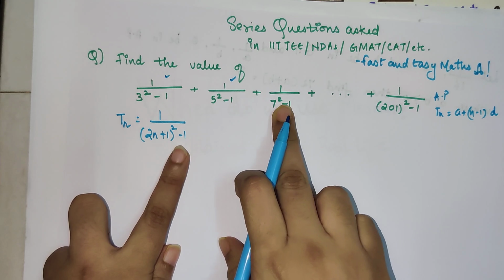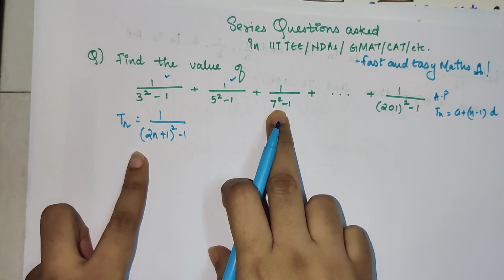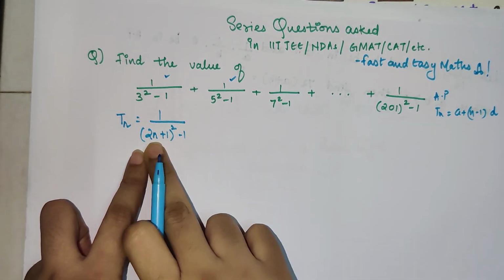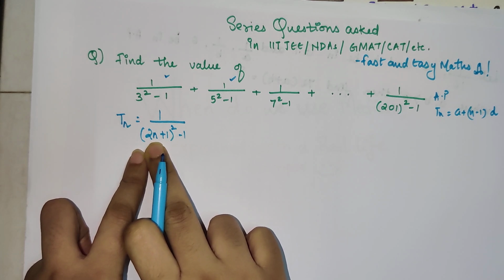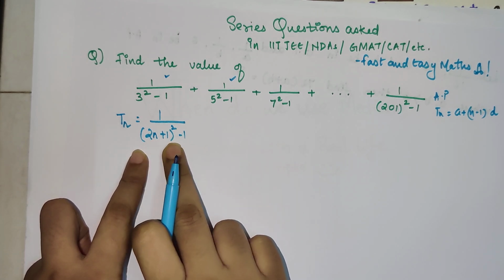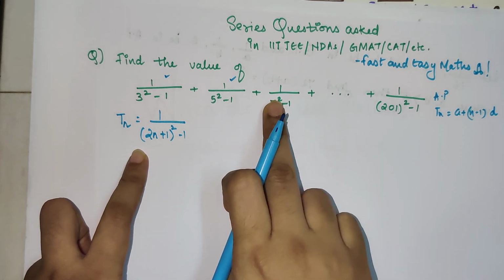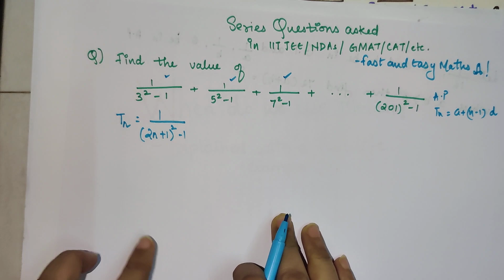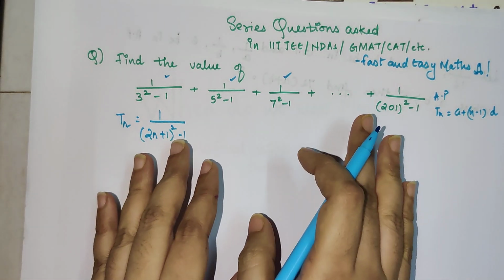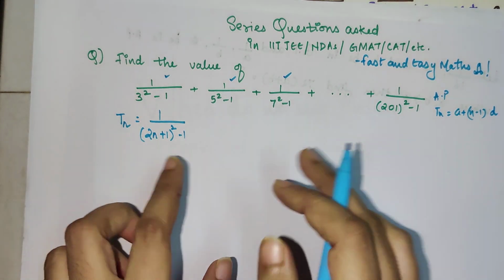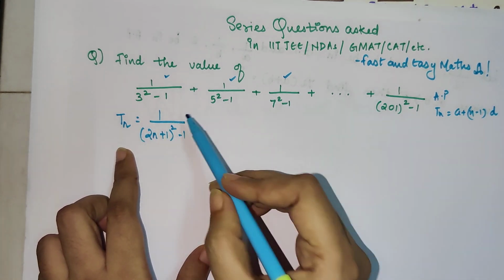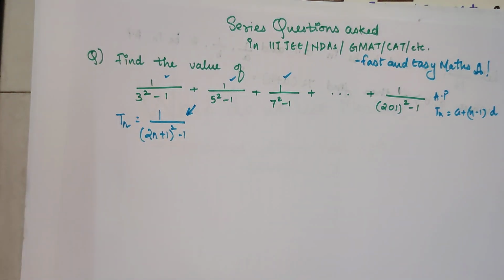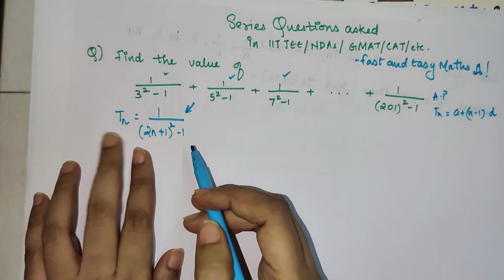Now let's look at the next term. This is the third one, so the n value will be 3, correct? 2 into 3 will get you 6, 6 plus 1 will get you 7, so 7 squared minus 1, which also holds for this term. So from here what do I get? This particular series is following this format for Tn.